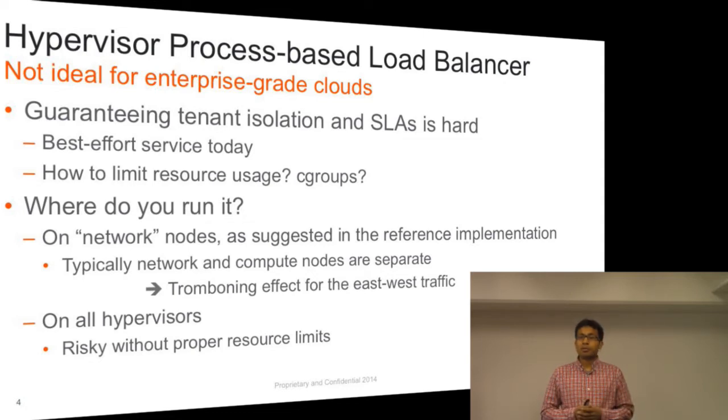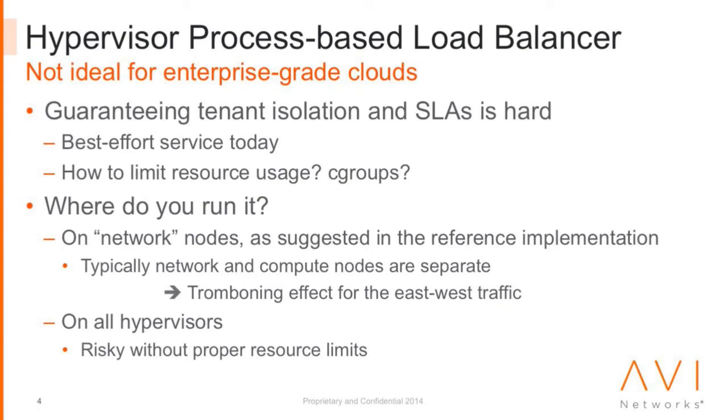If you consider the hypervisor process-based load balancer approach, guaranteeing tenant isolation and SLAs is a very hard problem, because as it is implemented today, it's a best effort service. If you want to give guarantees, you need to put resource limits on your load balancer process. How do you do that? Maybe you can use cgroups and so on, but it becomes complex. And other questions are raised too, like where do you run it?